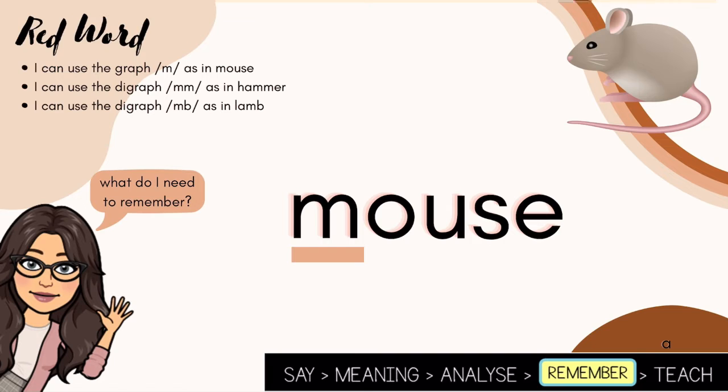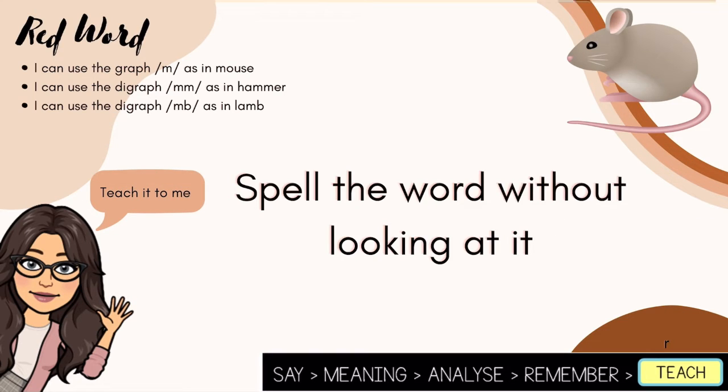What part of the word mouse do you think you need to remember? Perhaps it might be that the graph M is making the m sound, or it might be the digraph OU making the ow sound, or the digraph SE making the s sound. Okay, have a turn at spelling the word mouse without looking at it. If you need to pause the video to give yourself some extra time, feel free to do so.